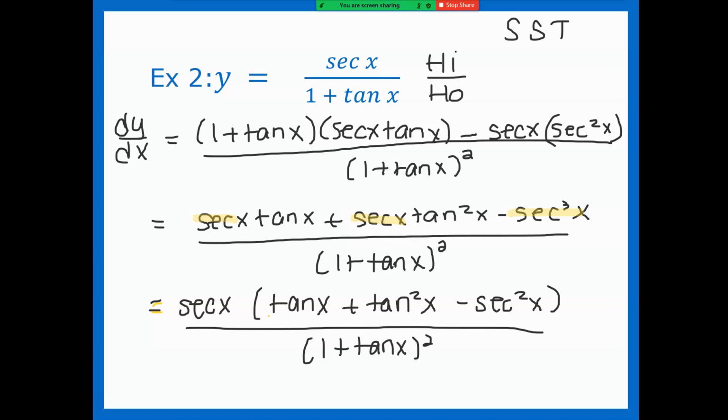For the tangents and the secants, it is 1 plus tangent squared equals secant squared. So you could also say that tan squared minus secant squared is equal to negative 1. So here, we can replace that with negative 1.